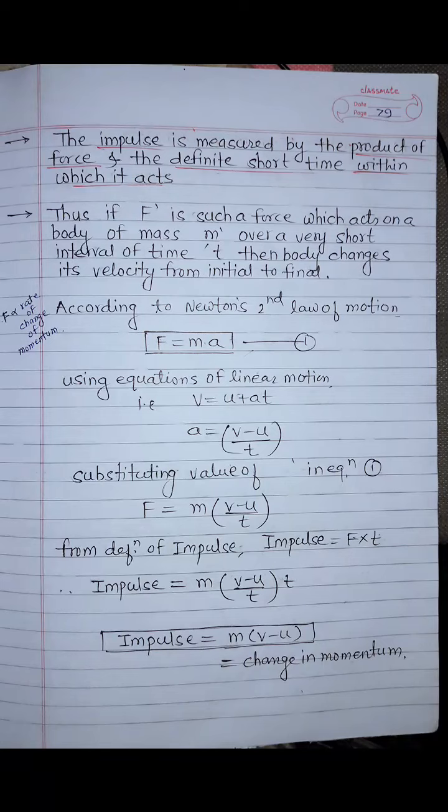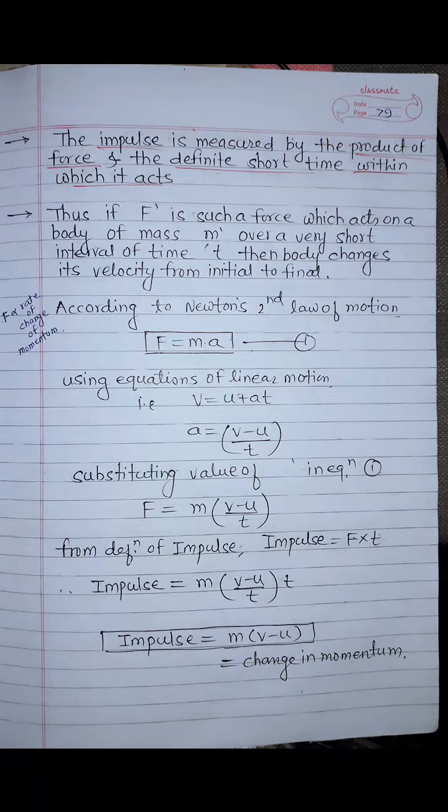And now according to Newton's second law of motion, the statement for Newton's second law of motion is: rate of change of momentum is directly proportional to the applied force, and it takes place in the direction of the force applied. And the simplified form of Newton's second law of motion is F is equal to ma, that is force is equal to mass into acceleration.